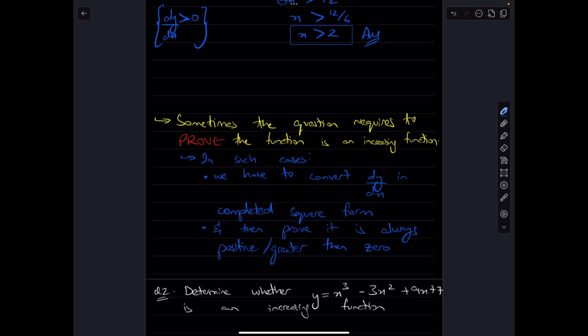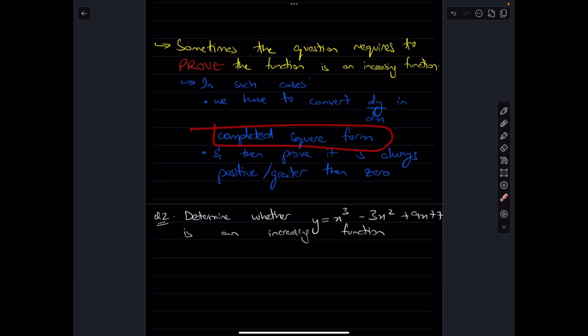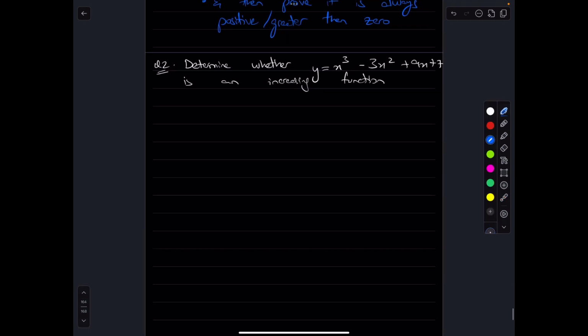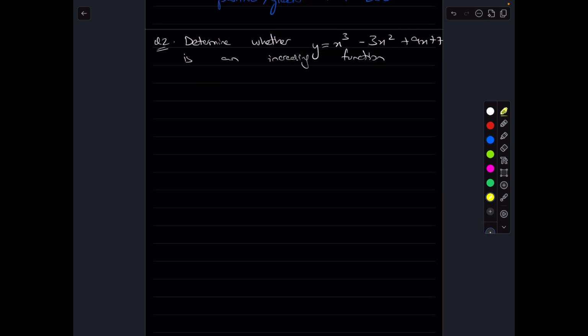Although sometimes a question may require you to prove that a function is increasing and not just find the values of x. In such a case, the first step is always going to be completing the square and then proving that dy by dx is always going to be positive or greater than 0. For example, we have a trinomial here. Determine whether this equation is an increasing function. So the first step is to find dy by dx, which in this case is something like 3x squared minus 6x plus 9, and we have to convert this to its completed square form.